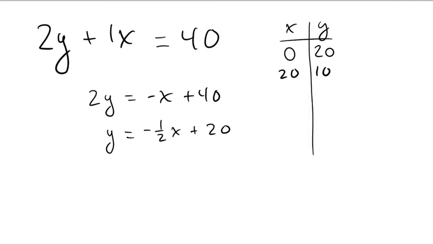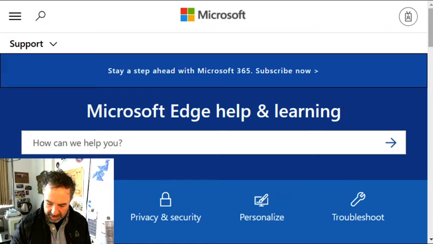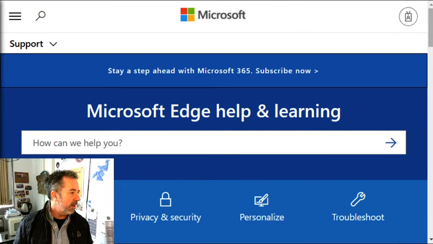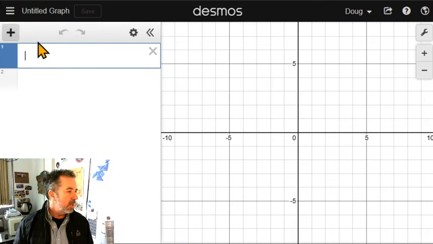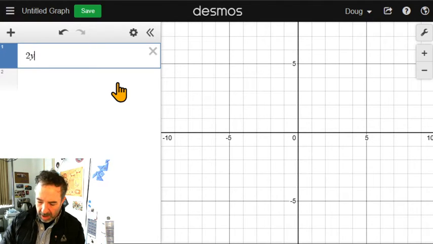So this equation represents all the possible ways that I can have yodelers and xylophones and still have it add up to $40. So that messed it up. But if I wanted to, let me close this web browser. If I wanted to, I could graph just that relationship. And that relationship is 2y plus x has to be $40.